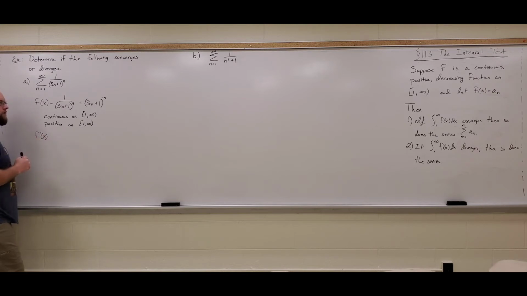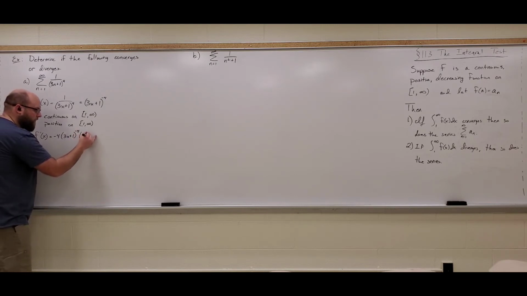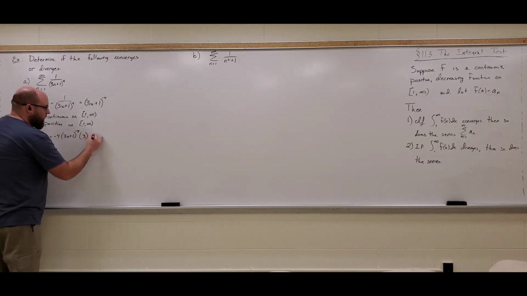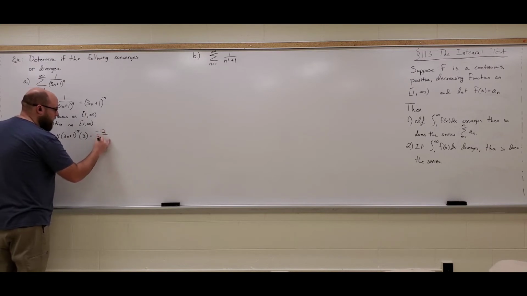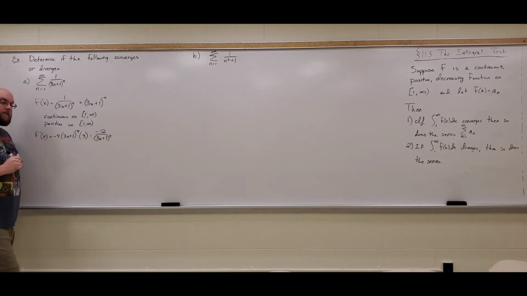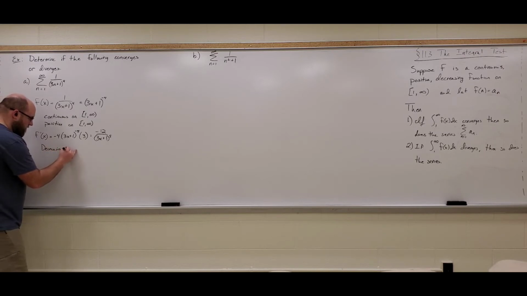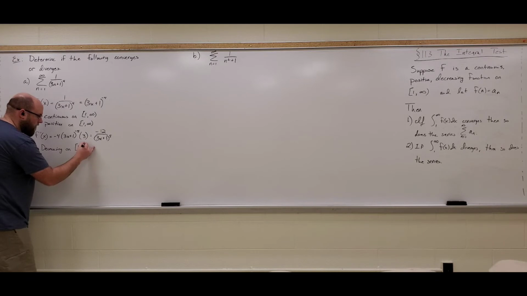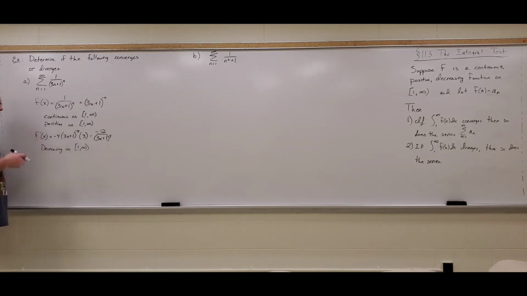Well, when I take the derivative of this function, I am going to get -4 times 3x plus 1 to the -5th power times the derivative of the inside function, which is 3. Okay, another way to write this is -12 over 3x plus 1 to the 5th. This guy is decreasing because it has a negative derivative on the interval from 1 to infinity. And then this is how we can show that it is decreasing.